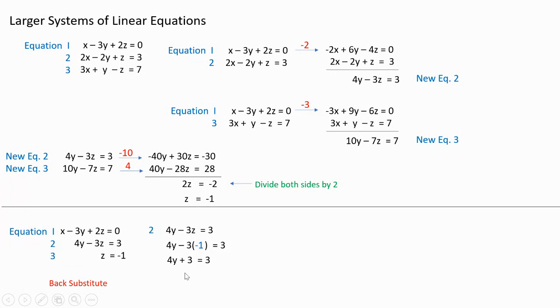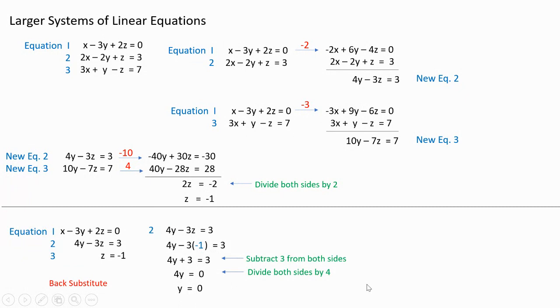So then we're going to simplify. So 4y plus 3 equals 3. We subtract 3 from both sides. So 4y equals 0, we divide both sides by 4. So y equals 0. Right? Now I have the values for z and the values for y.